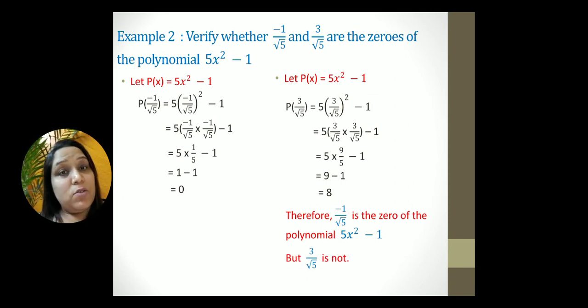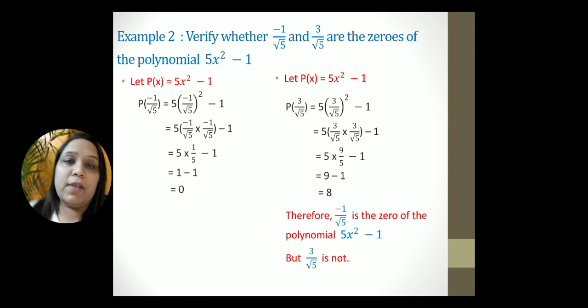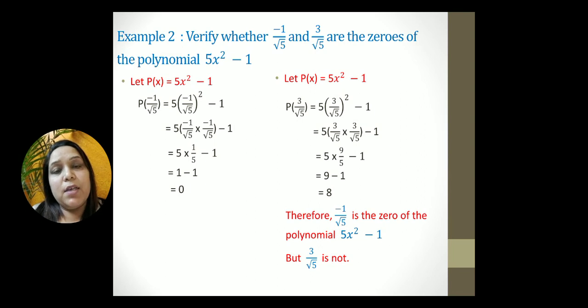So, understood how we can verify that a given value is the 0 of the polynomial or not? How? We will put the value in the polynomial, and if we are getting the value as 0, then it will be a 0 of the polynomial, otherwise not.